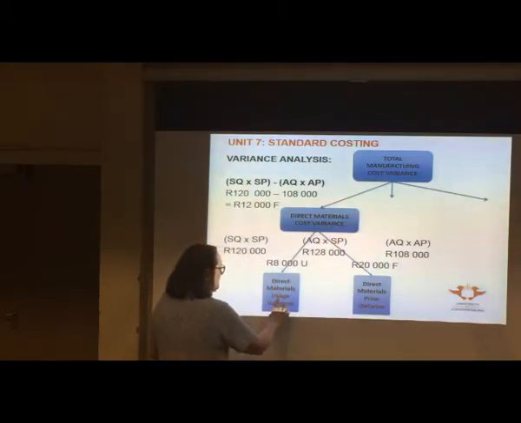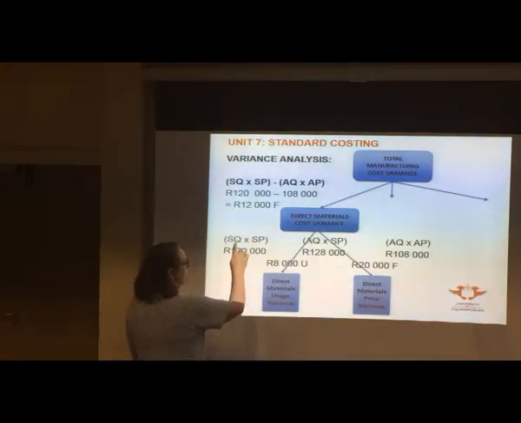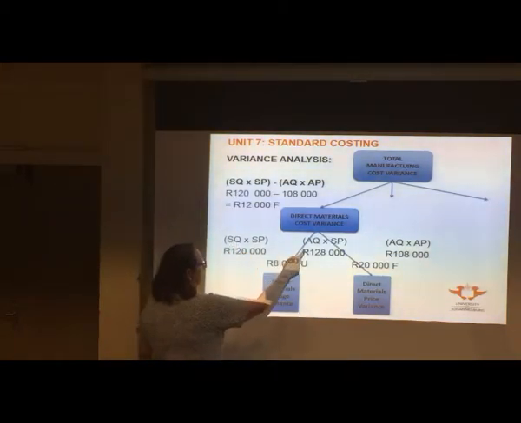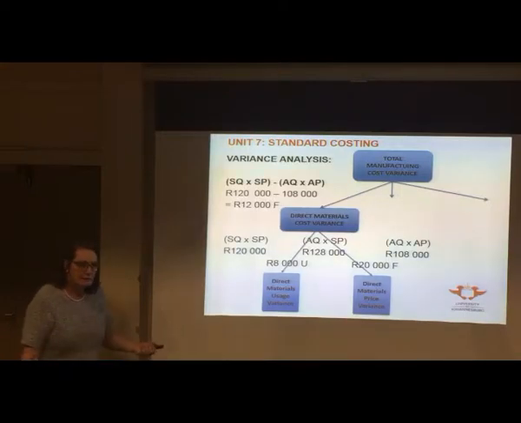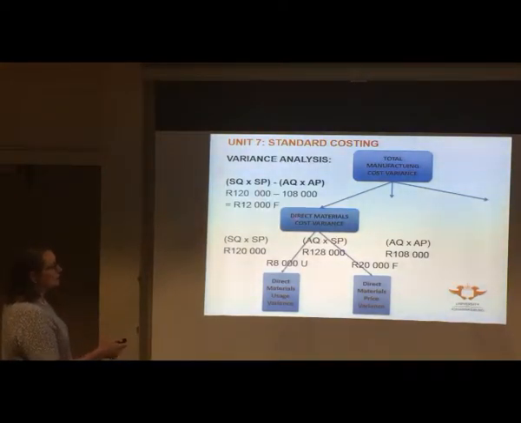Or you say, what am I doing here? I'm comparing the material usage. Therefore, the quantity must change. So I must go actual quantity, and the price must stay the same because otherwise it isn't comparative. And then you just take this overall variance is that minus that. This variance is that minus that. And this variance is that minus that.